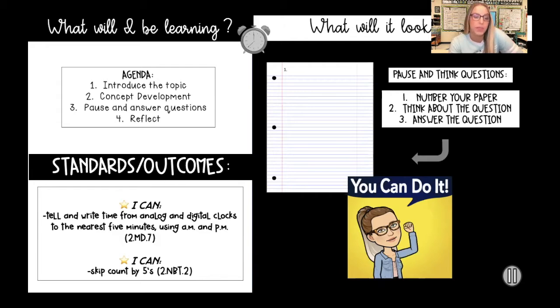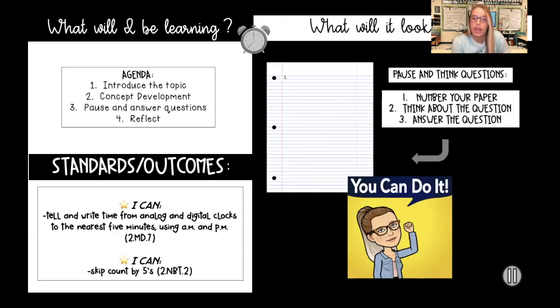Our standards and outcomes are I can statements, so I'm going to go ahead and read them. The first I can statement is I can tell and write time from analog and digital clocks to the nearest 5 minutes using AM and PM. Our second I can statement is I can skip count by 5s. I know we practiced skip counting in class, and you're going to get a lot more practice today.